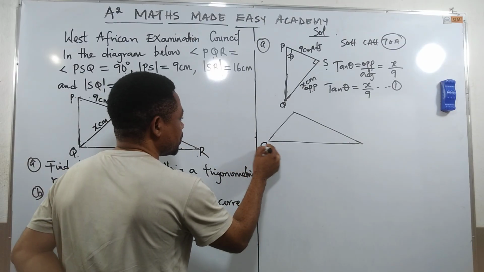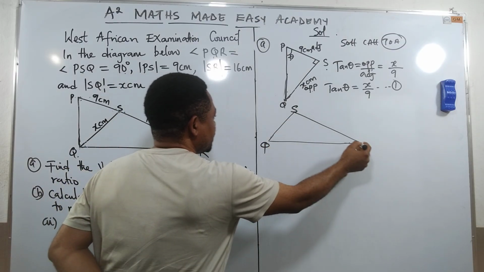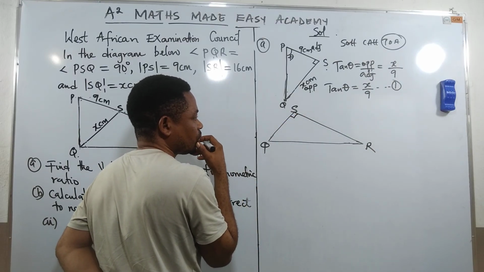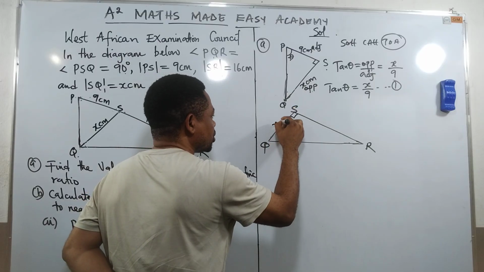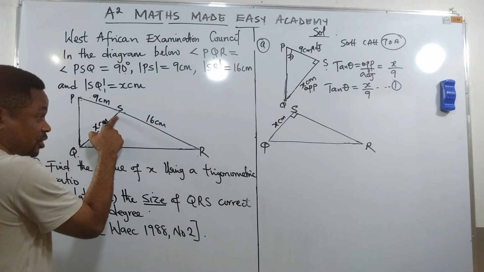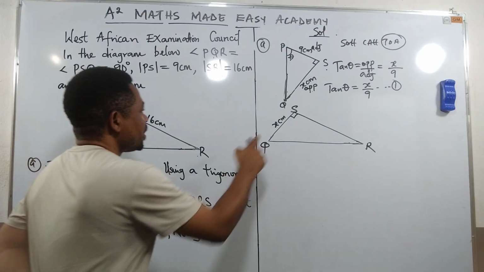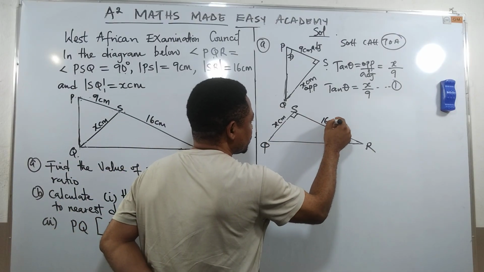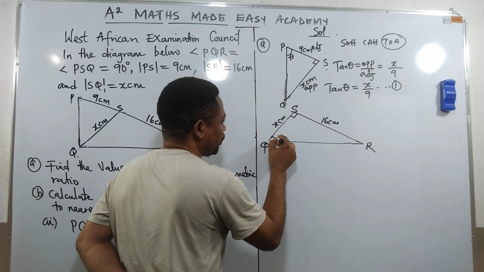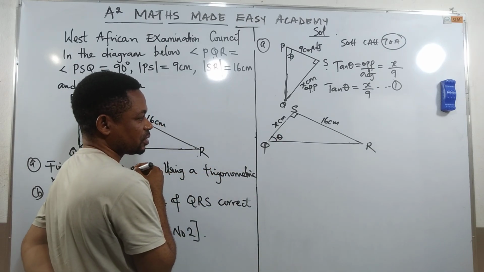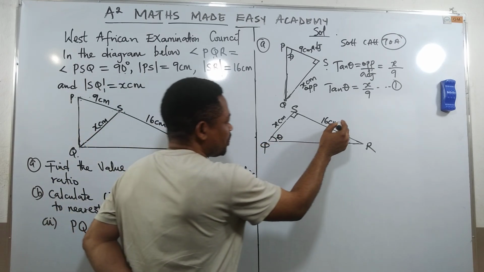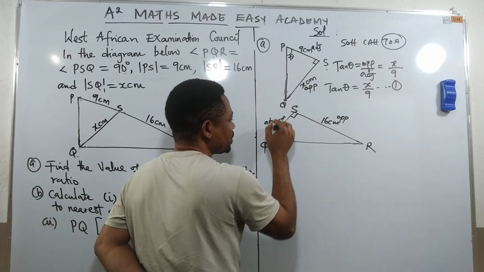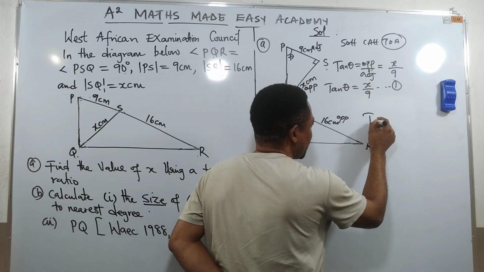Now this very one is Q, this one is X, and this one is R. This is still maintaining a right angle triangle. From this point to this point, QX is given as x centimeter already. Then XR is given as 16 centimeter. So we are looking for this angle, call it theta. If here is theta, this is opposite and this is adjacent.